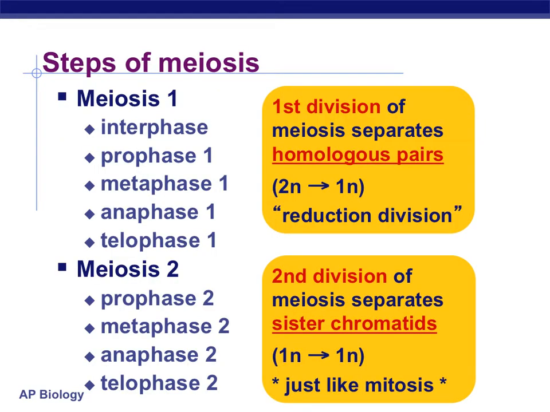As we start to put this together, we'll see that there's meiosis 1 and there's meiosis 2. In meiosis 1, you're going to see the same phases as we did in mitosis: interphase, prophase, metaphase, anaphase, telophase. But then there's going to be a second division: prophase 2, metaphase 2, anaphase 2, telophase 2.